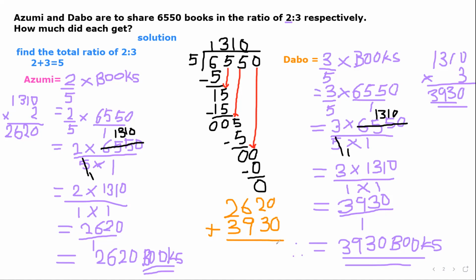Now 0 plus 0 here is 0, 3 plus 2, which is 5, 6 plus 9, 15. So we write 5 and then plus 1, the remainder here, plus 1. And then you have the 1 plus 2, 3 plus 3, 6. Which means that we shared the books according to the given ratio perfectly. Okay, good.